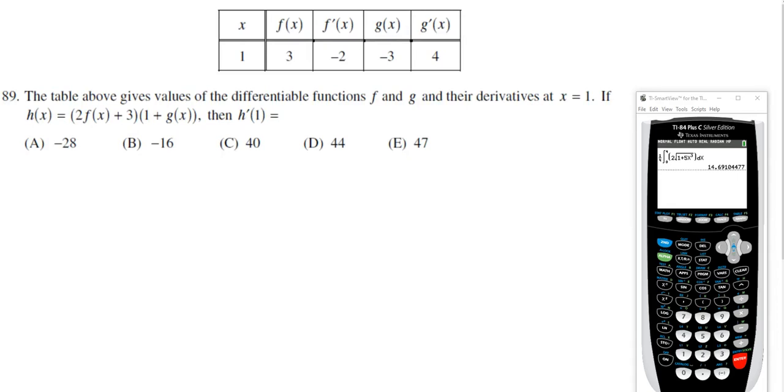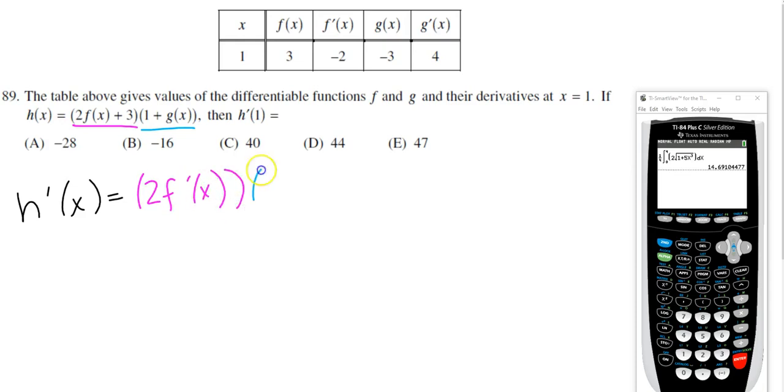at x equals 1. If h equals 2f of x plus 3 times 1 plus g of x, then h prime equals what? All right, h prime of 1. Well, let's find h prime of x first. Any special rules? Product. So we are going to derive the first, which will be derivative of 2f of x will be 2f prime of x. Derivative of 3 is 0. Hold the blue.